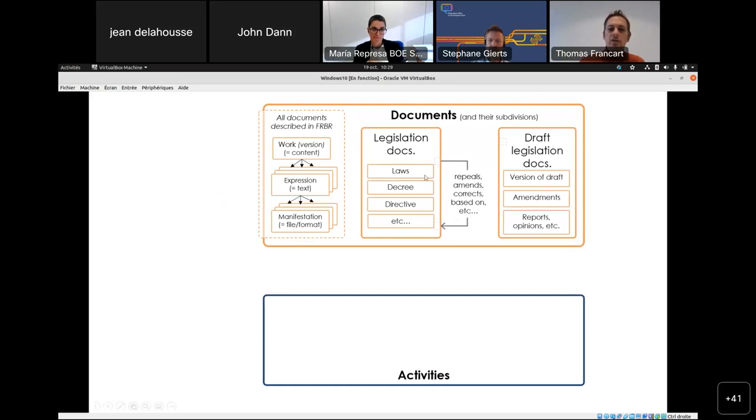So we have legislation documents on one side, this is ELI: laws, decrees, directives, and they can, as Jean demonstrated, link together. They can repeal one another, amend one another, correct one another, be based on one another, etc. And we have on the other side the draft legislation documents: the successive versions of the draft document, the amendments, the reports, the opinions, or the documents produced during the legislative process.